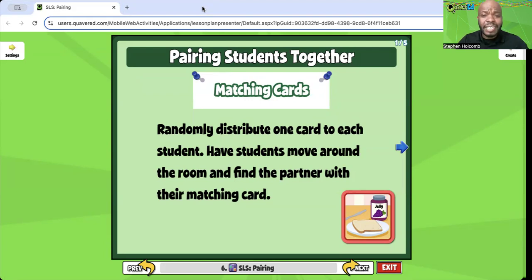With that being said, this is just a fun way for students to pair up with a partner maybe they've never talked to before, but they might feel a little bit more welcomed because they have that common matching card. So, with that being said, that's just one way that you can pair students together.